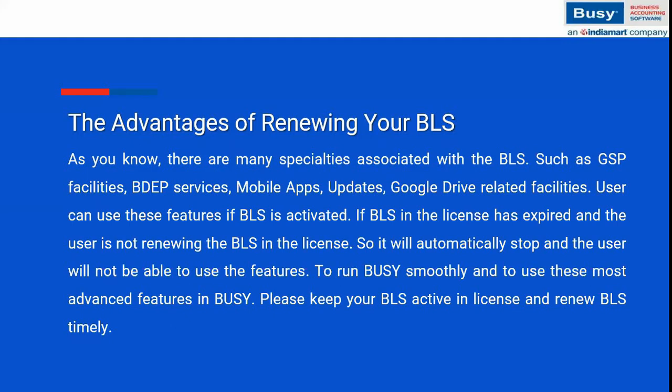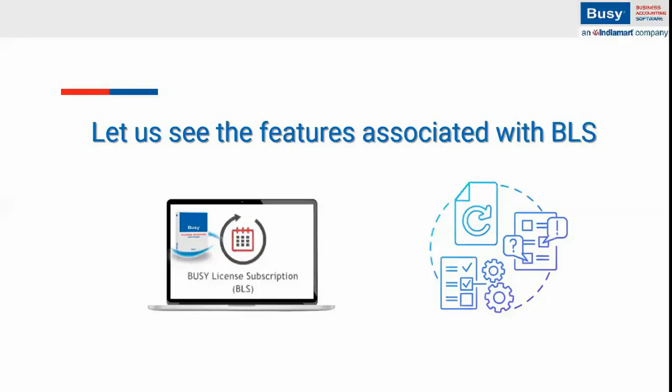To run Busy smoothly and to use the most advanced features in Busy, please keep your BLS active in the license and renew BLS timely. Multiple facilities are available in Busy software, but the most advanced facilities like GSP, BDEPS, mobile apps updates, Google Drive connectivity are available on the condition that your BLS is activated in the license. If BLS is expired, then you cannot use these features. Let us understand one by one what features are connected with BLS.